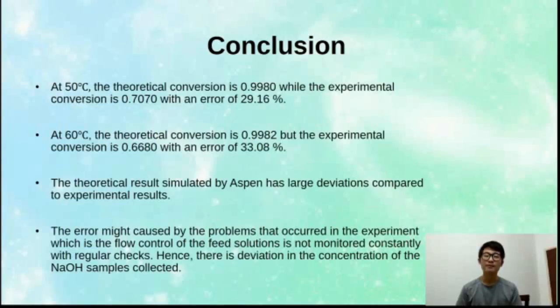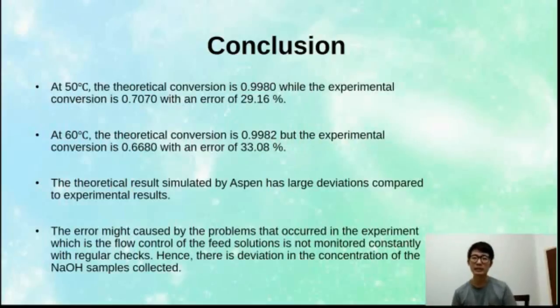Conclusion part. At 50 degrees Celsius, theoretical conversion is 0.9980, while the experimental conversion is 0.7070. The error we get is 29.16%. At 60 degrees Celsius, theoretical conversion is 0.9983, but the experimental conversion is 0.6680, with an error of 33.08%.